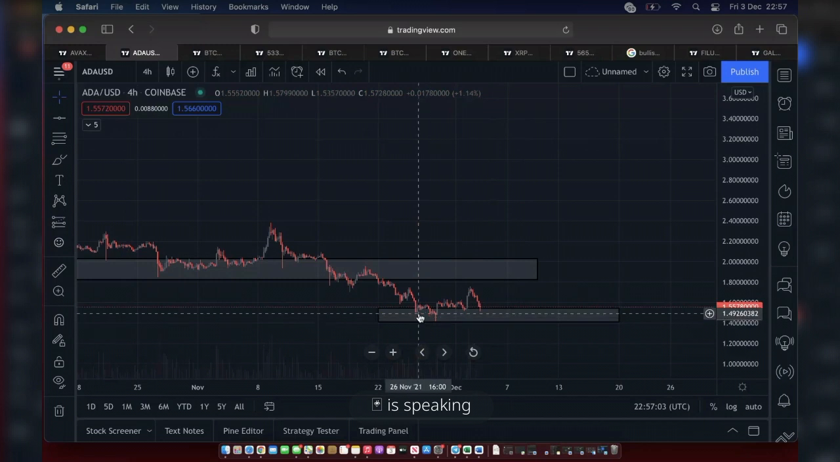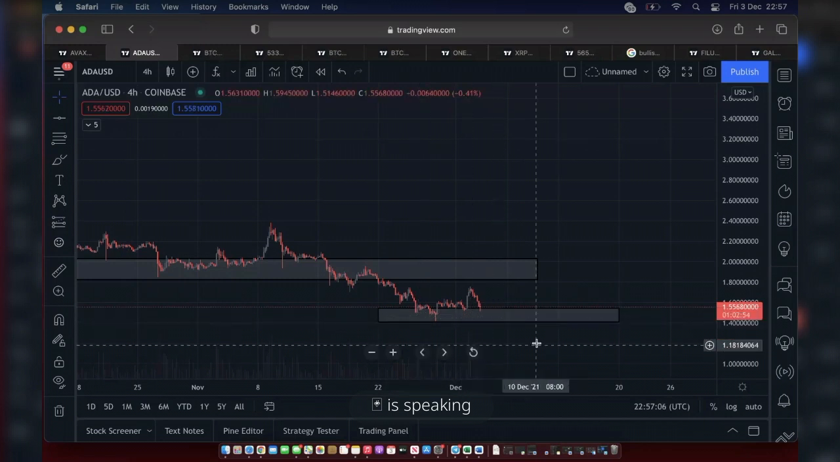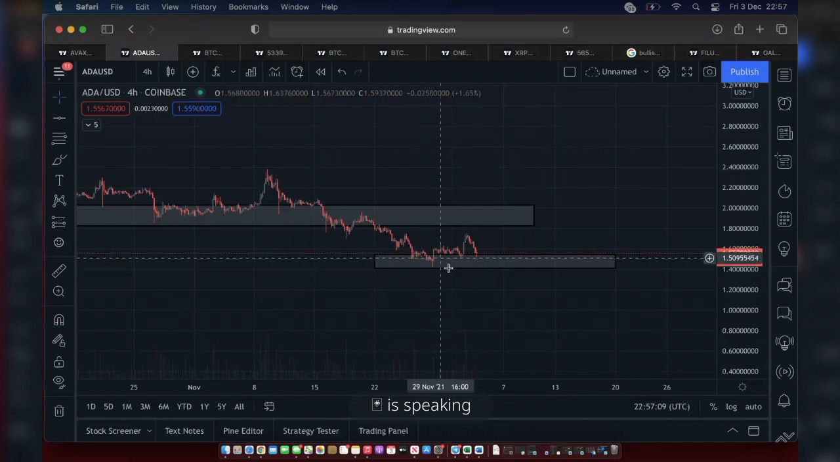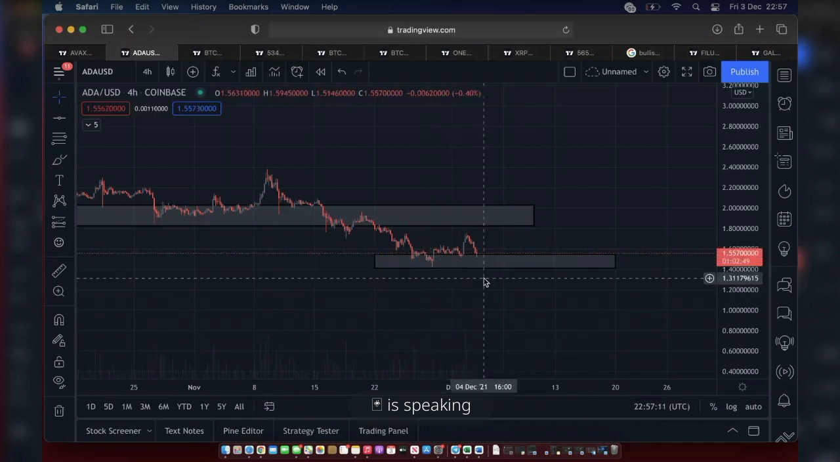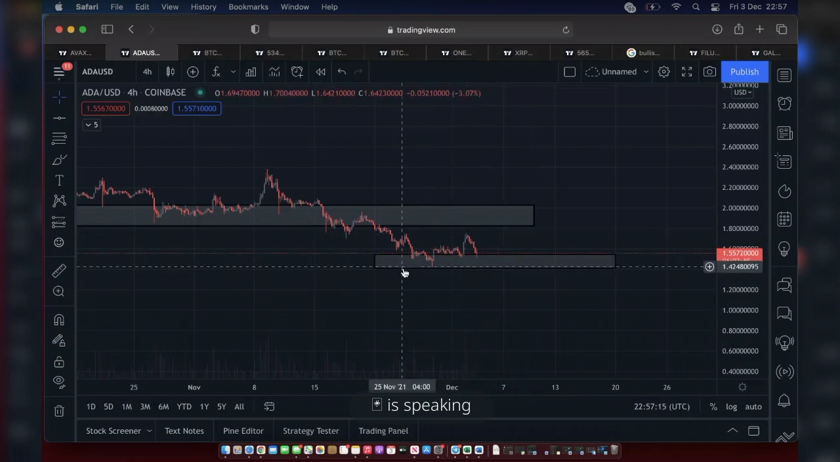Sorry, what was the question? Is there any way to decide that the zone will be broken and will be going down? Your explanation is great. All right, yeah. So is there any way to decide that the zone will be broken?